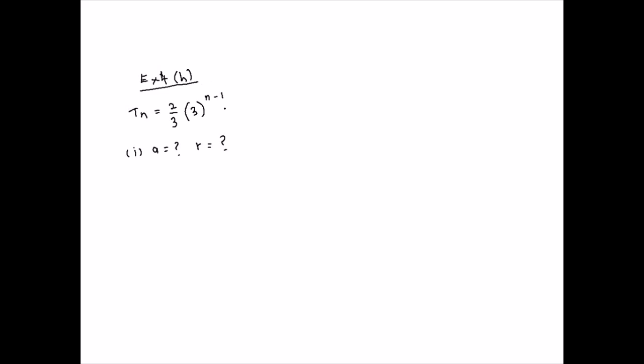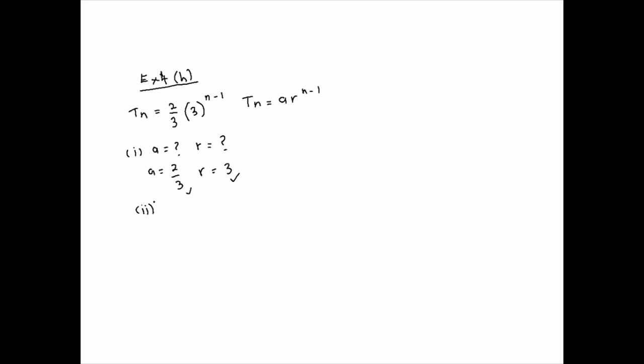Based on the given formula, we know that we can compare with the original formula. Original formula is Tn equal AR power n minus 1. So 2 over 3 here is A. And then 3 over here is R. So we don't have to calculate anything. Just compare the given formula and the original formula. We can see that A equal 2 over 3 and R equal 3.